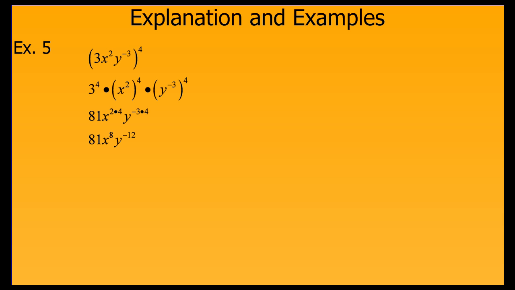So I get 81 x to the 8th, y to the negative 12th. But this is not considered simplified because it still has a negative exponent. But I know I can take the reciprocal and make it a positive exponent, which has the result of moving the y to the positive 12th to the denominator, but the 81 and the x to the 8th stay in the numerator. You have to be really careful with negative exponents and making sure you rewrite them as positive exponents, but don't get that confused with a number like 81. That's just a number, not an exponent.